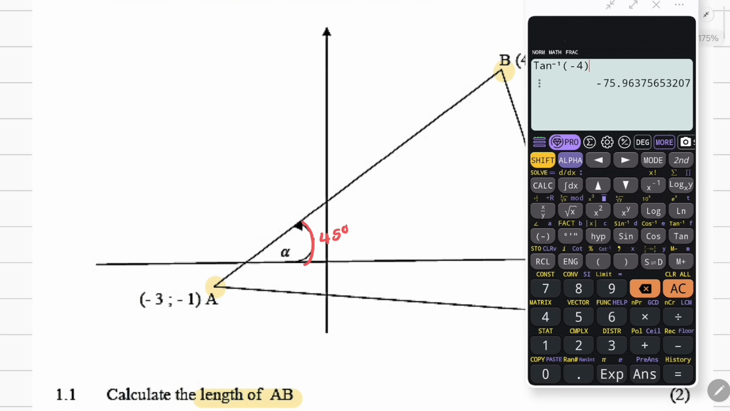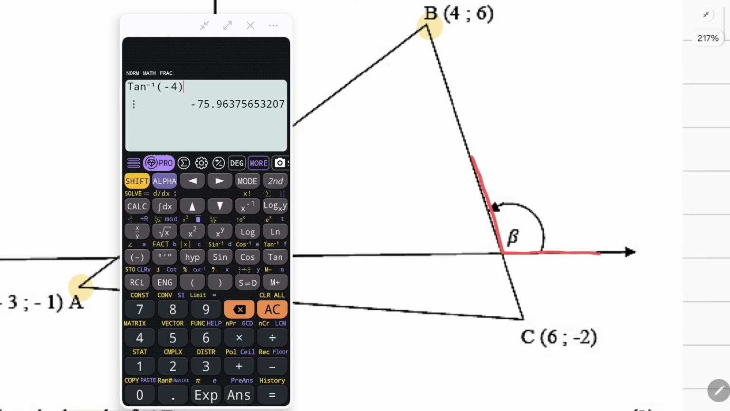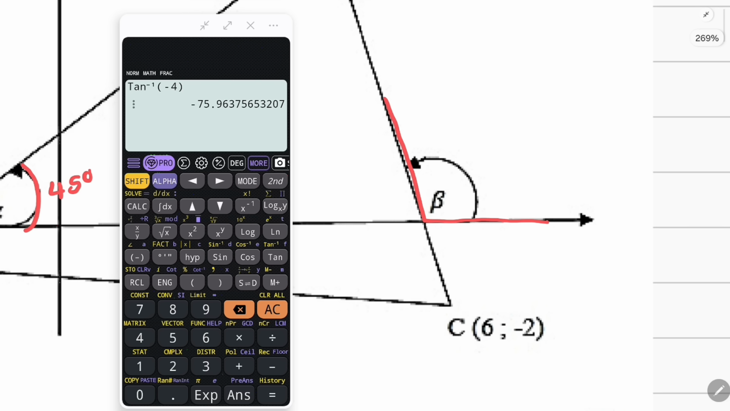And here's the thing. You see, with this line BC, what it is measuring is the size of this angle. Okay, we don't want it to measure this. So that's why it's negative 75.96 degrees. We want it to measure this angle. And so to get to that angle, you see that we've measured this way, really clockwise. Angles are supposed to be measured anti-clockwise. That's why our angle is negative.